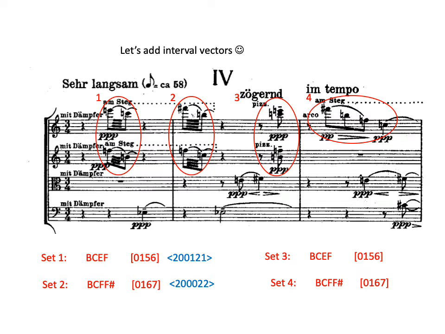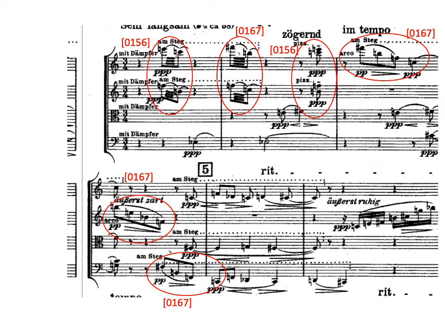But both sets contain 2 half steps, IC1s, and both sets contain 2 IC5s, which could be a perfect fourth or a perfect fifth. And each set has at least 1 tritone. So that means there's going to be a similarity of sound quality to those sets. And if we go on in the piece, you can look and see that he uses those 2 sets quite a lot in the first couple of systems. There are a lot of places where 0156 or 0167 show up.